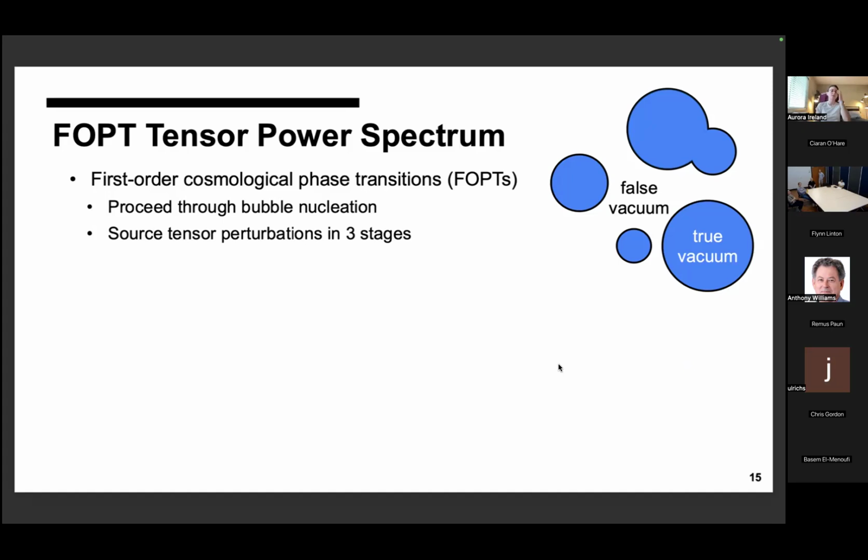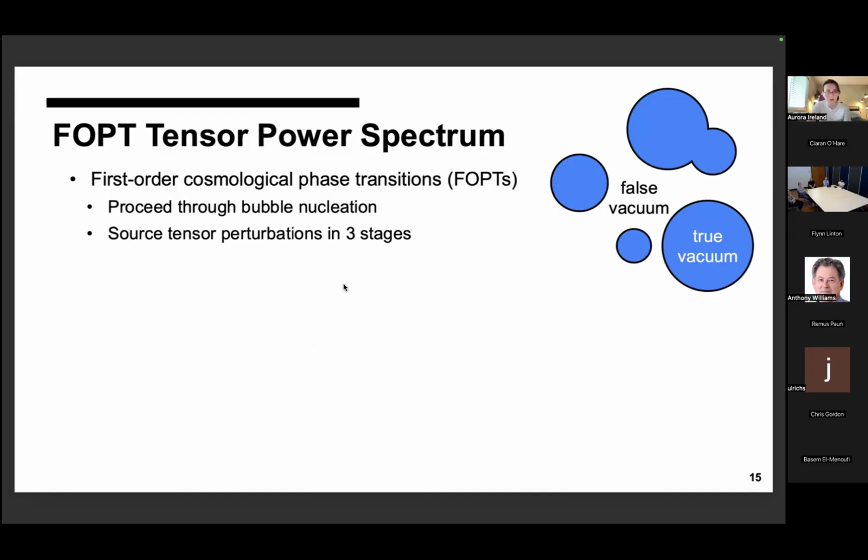So we're going to be interested in the tensor power spectrum from some first order cosmological phase transition. These proceed via bubble nucleation. The whole universe is in some metastable state, and in this metastable vacuum, you're going to get the nucleation of bubbles of true vacuum. Then these are going to grow and expand. It's going to be a competition between the energy released, the latent heat from the difference in the vacuum energies, versus the thermal plasma, which is going to retard the expansion of the bubble. But eventually these bubbles are going to collide and merge and come to percolate the whole space.